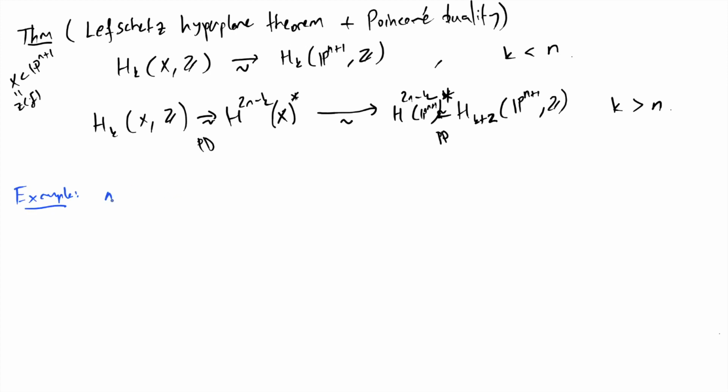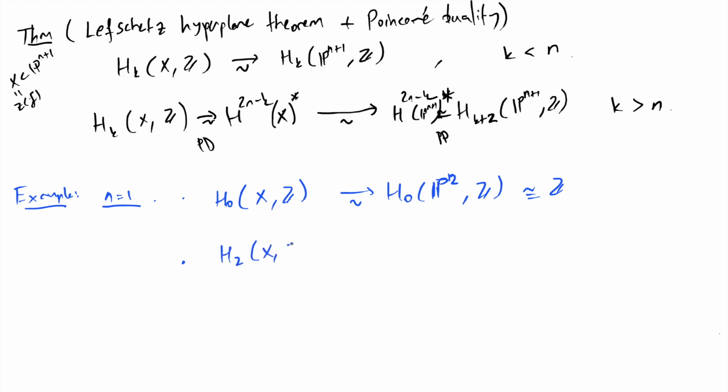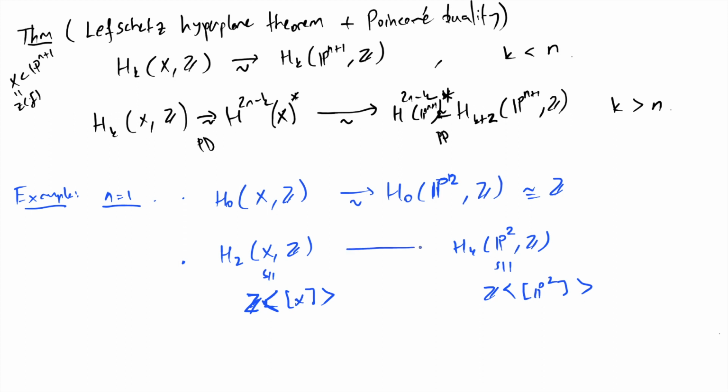So let's do this example with n equals 1. So let's say k equals 0 is one of them. I have a curve, and I'm saying this inclusion that maps a point to a point here is an isomorphism. Well, this is clear, so this is also path connected. These are both groups isomorphic to Z. And the other thing is H2. So H2 of X, Z, which is generated by the class of X, should go to H4. And this is also generated by the class of the space itself. So these are both Z's, and this is an isomorphism.